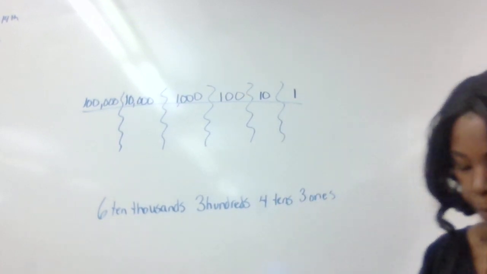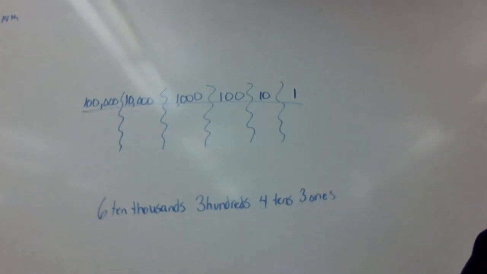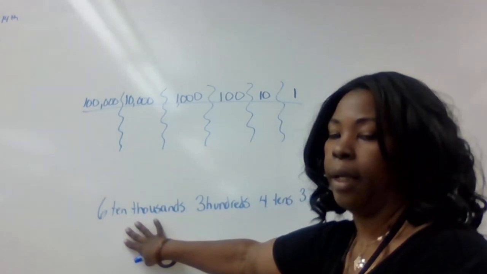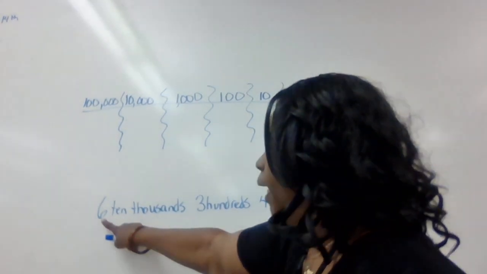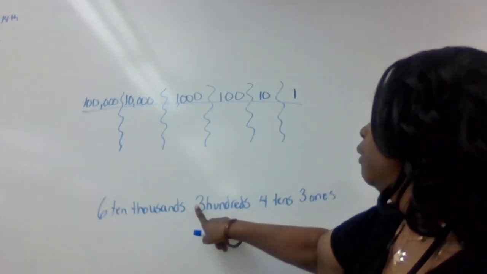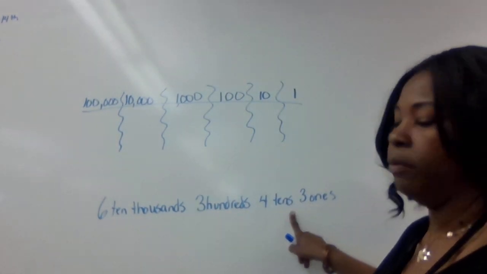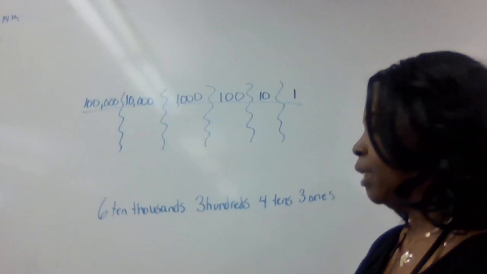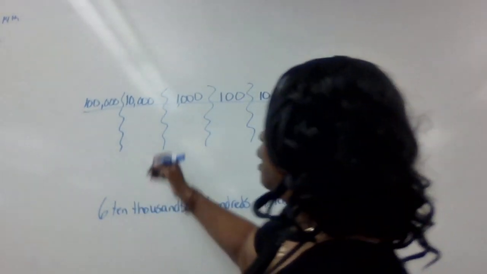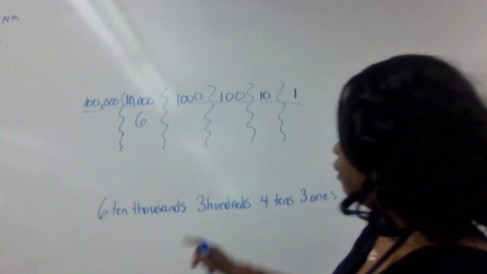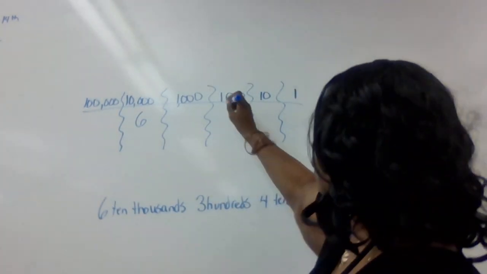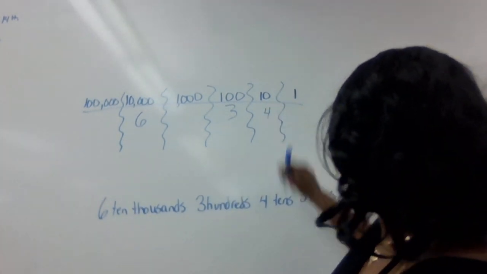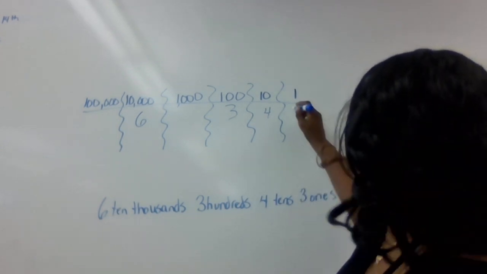So one thing I want to show you, we have been working with the place value chart up to 100,000. And we have here, this is called a unit number. So we have 6, and then it tells you what unit to put it in. 3, what unit to put it in. 4, what unit to put it in. And 3, what unit to put it in. So we have 6, 10,000. So the 6 is going in the 10,000 spot. 3 is going where? The 100 spot. 4 is going in the 10 spot. And 3 is going in the 1 spot.